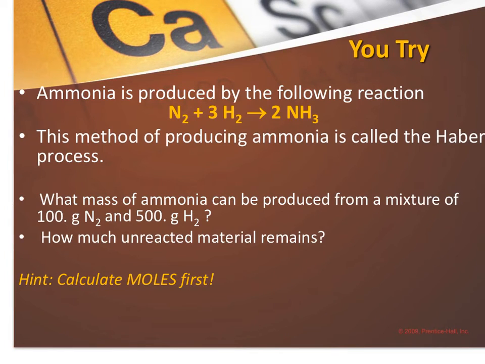Here's a more typical limiting reactant problem. Starting here. What mass, so grams, of ammonia? Ammonia, if you don't already know, that's NH3. That's another thing you need to commit to memory. It's a really, really common compound. What mass of NH3 can be produced if you have 100 grams of nitrogen and 500 grams of hydrogen?